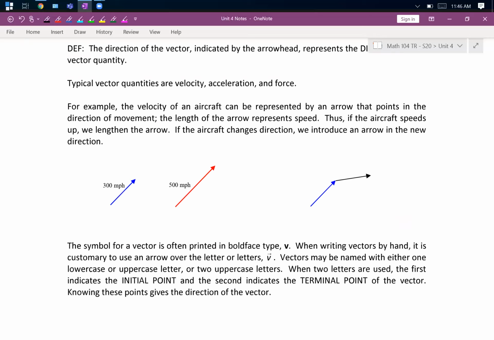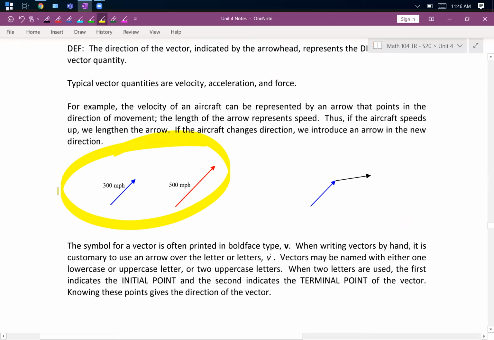So you'll notice over here, we got these 2 vectors. The larger speed has a longer vector. And then over here, this is where we change direction. So if we're changing direction, we introduce a new vector altogether. They're always straight lines. You're not going to draw a vector and then curve it. Straight lines put together.